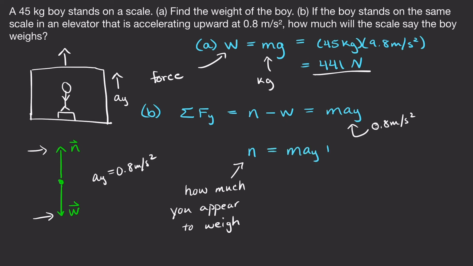So I have my m a_y, and then I'm going to add the weight to both sides to move it over. Now the mass is 45 kilograms. Our acceleration was given as 0.8 meters per second squared. And then we're going to add the weight that we found in part A, 441 newtons. And if we plug that in, we get a value of 477 newtons. Okay, so by the elevator accelerating upwards, the boy feels heavier, and it reads on the scale about 36 newtons heavier than it did when the elevator wasn't accelerating.